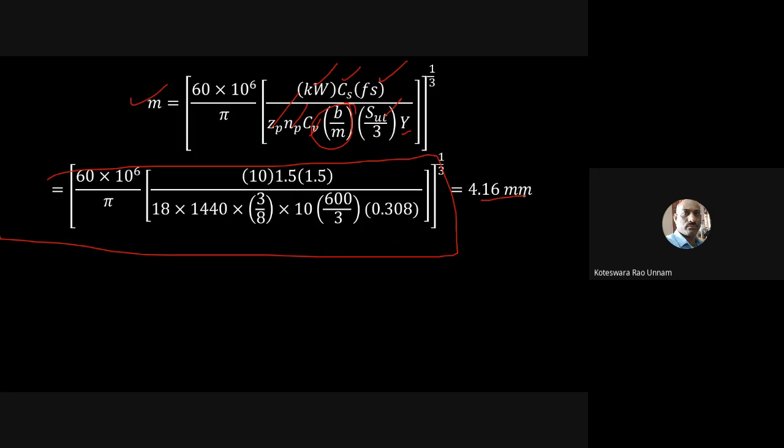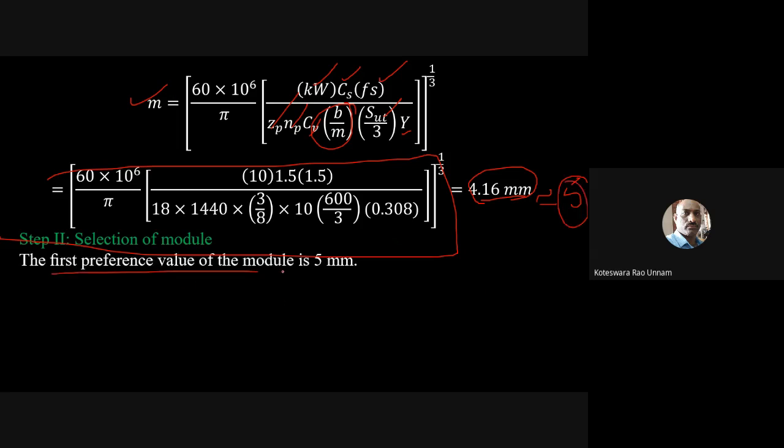Now, like I said, if it is 4.16, from the table 25.2, you have to take the preferred value. You need to round it up to the next preferred value, which is 4. After 4, he has given 5 also. So we'll take the module as 5 mm. Once you selected the module as 5 mm, the preferred value for module is 5 mm. That's what he has given in the table.